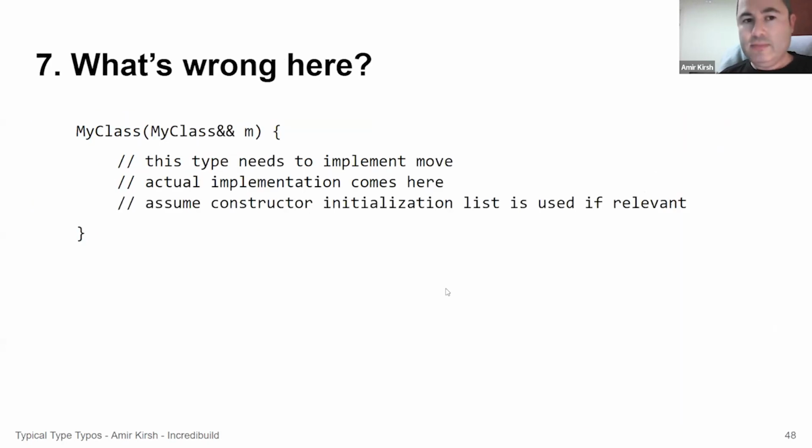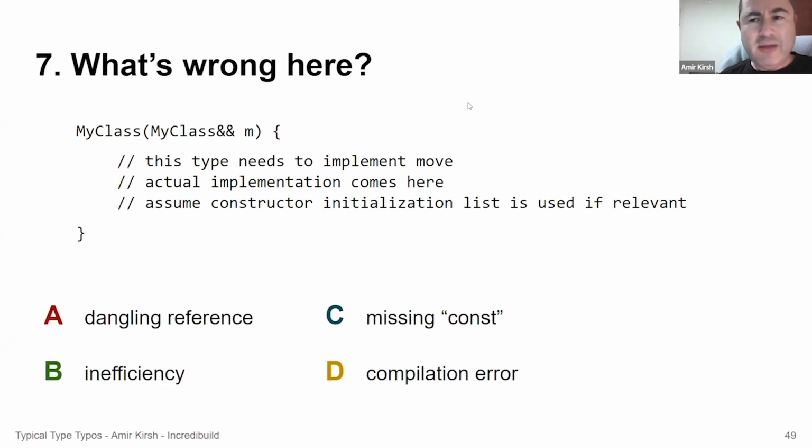Let's go for the next one. I have a class, let's call it my class, and my class does have a move constructor. This is the signature of my move constructor. And let's assume that in the move constructor, I actually implement a good move operation. So what's wrong here? Well, I don't have enough code to look for something wrong. And again, the move inside is implemented correctly. So do I have here a dangling reference or inefficiency? Or maybe I'm missing a const, or maybe something here would have a compilation error.